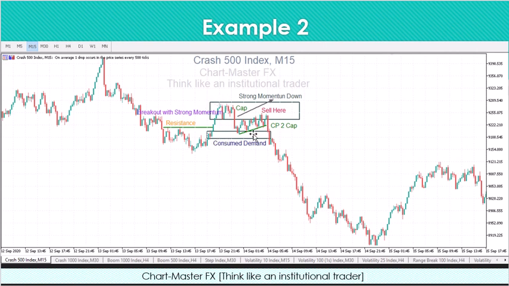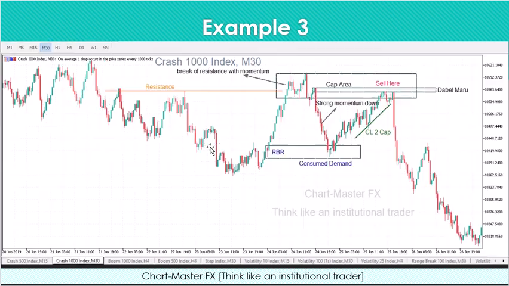So guys, you can see this, we are saying compression to the cap, guys. Compression to the cap. You never go wrong, I can tell you. With this one, you will never go wrong. So let's go to example number 3.